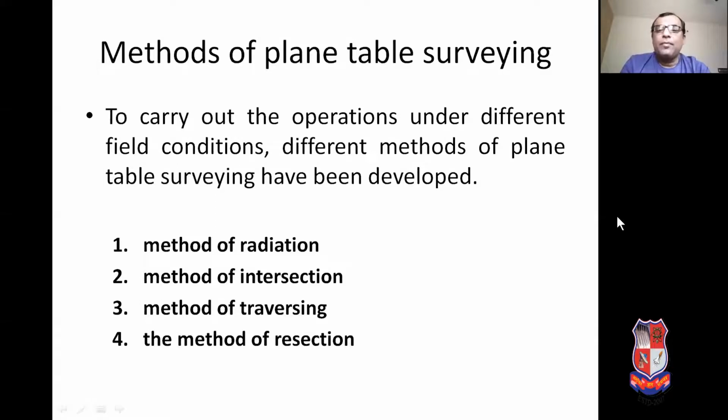So let us start. To carry out the operations under different field conditions, different methods of plane table surveying have been developed. So basically there are 4 methods of plane table surveying to perform in the field. Number 1, method of radiation. Number 2, method of intersection. Number 3, method of traversing. Number 4, the method of resection. Out of these 4 methods, we are going to discuss first 3 methods in this lecture.